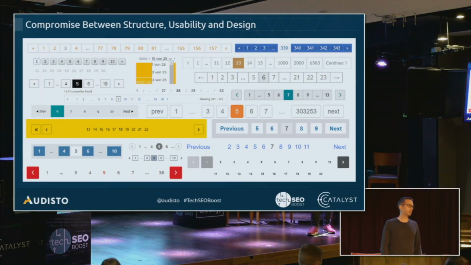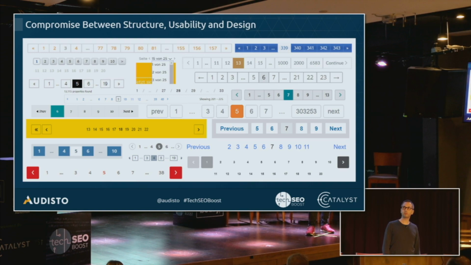And I've looked at various paginations over the last couple of years, and they are so different, it's always a compromise between usability, structure, and design. And I wondered, so why did people choose to use one or another pagination? What are the upsides, what are the downsides of using one or another? And we decided that we want to test it.